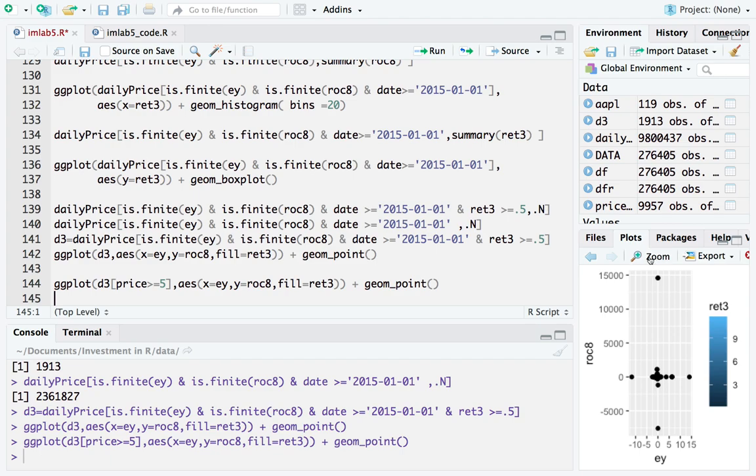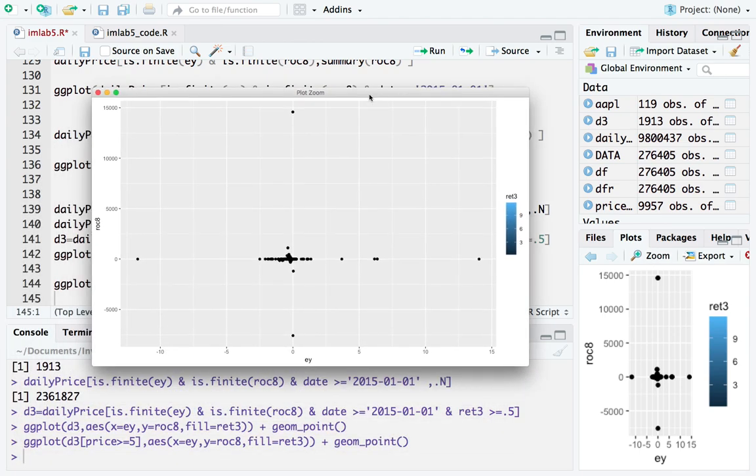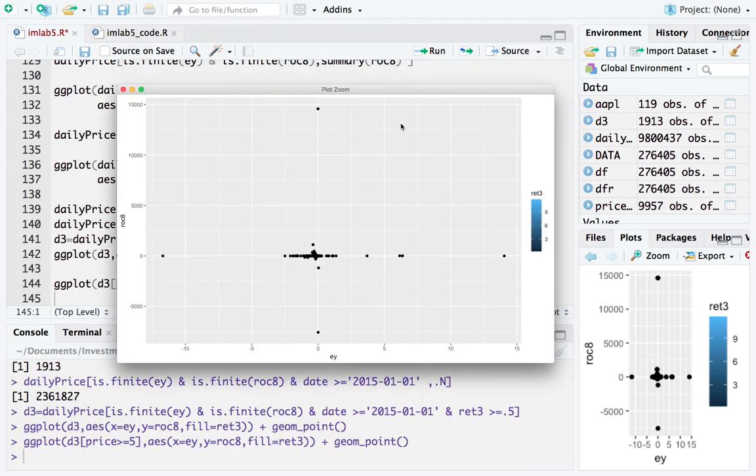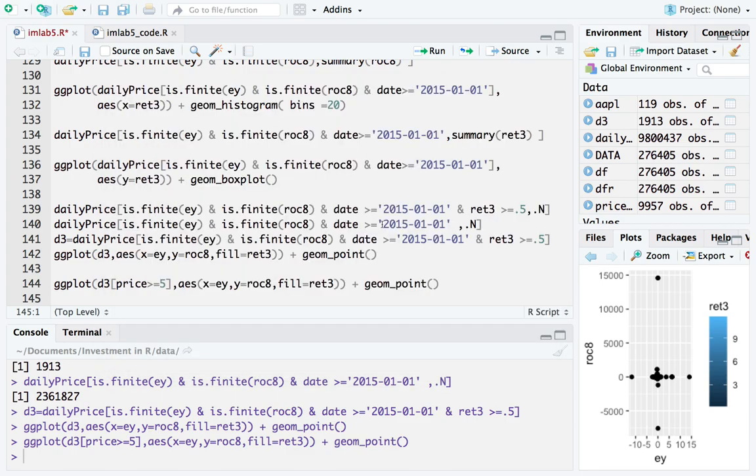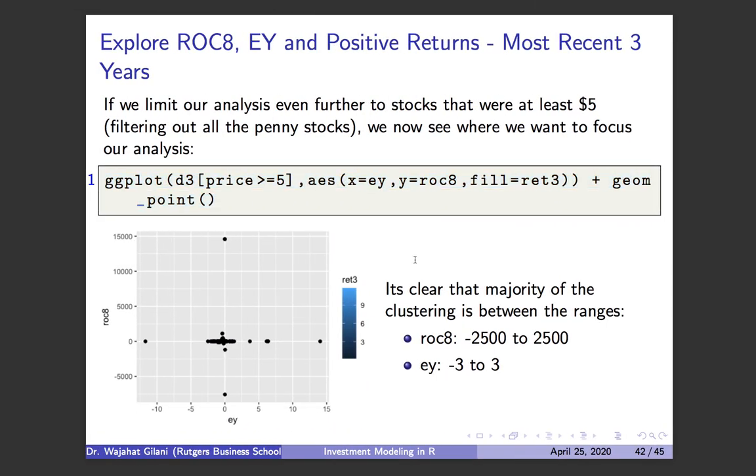All right, so here, excellent. So now from there we see that, all right, we kind of got closer in to where we want to go. We still have some outliers in earnings yield and ROC8 messing us up because here's where the action is, and I want to see what's going on there. How do I do that? Well, it's clear that the vast majority of the ranges for ROC8 are between like negative 2,500 and 2,500, and for earnings yield, it's like negative 3 to 3.